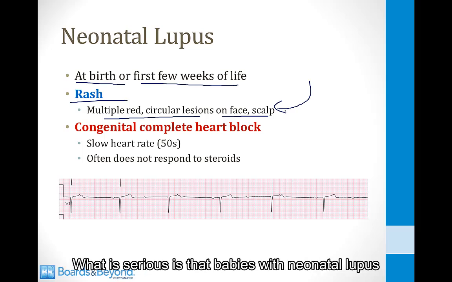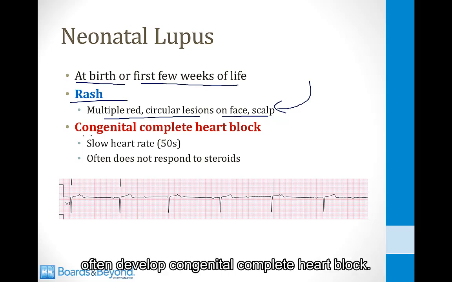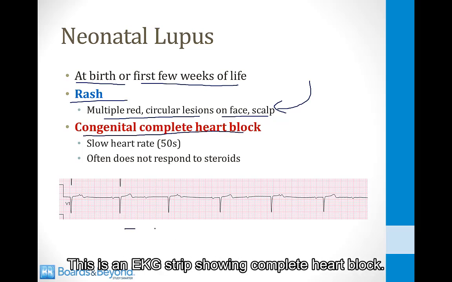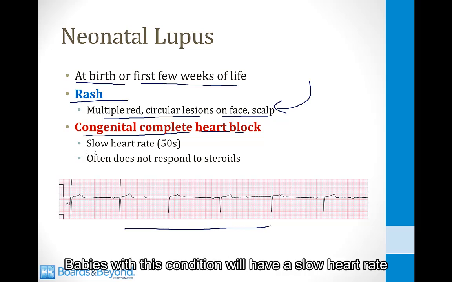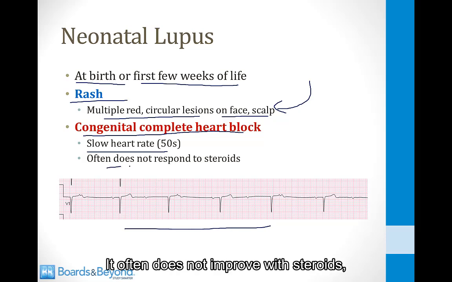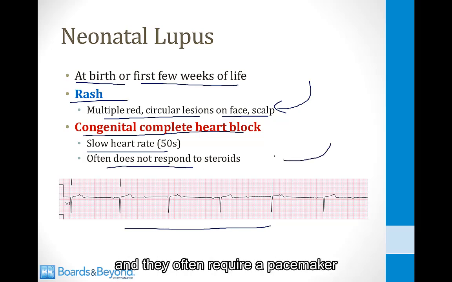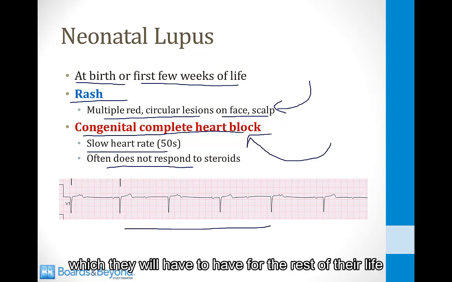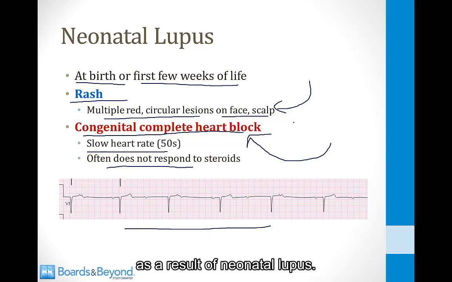What is serious is that babies with neonatal lupus often develop congenital complete heart block. This is an EKG strip showing complete heart block. Babies with this condition will have a slow heart rate in the 50s. It often does not improve with steroids, and they often require a pacemaker, which they will have to have for the rest of their life as a result of neonatal lupus. And that concludes our module on lupus.